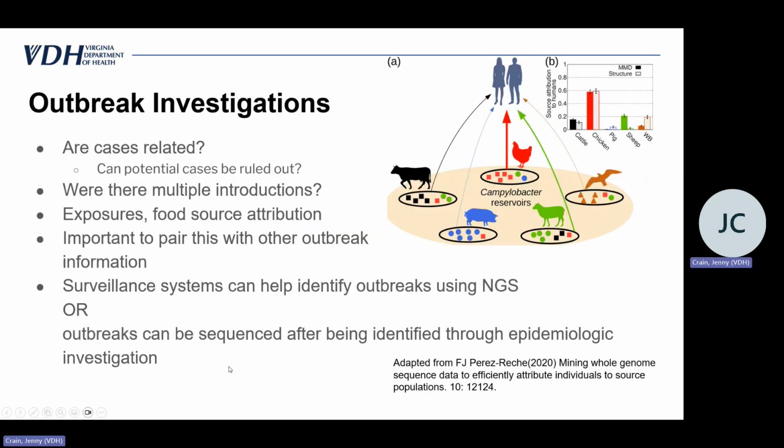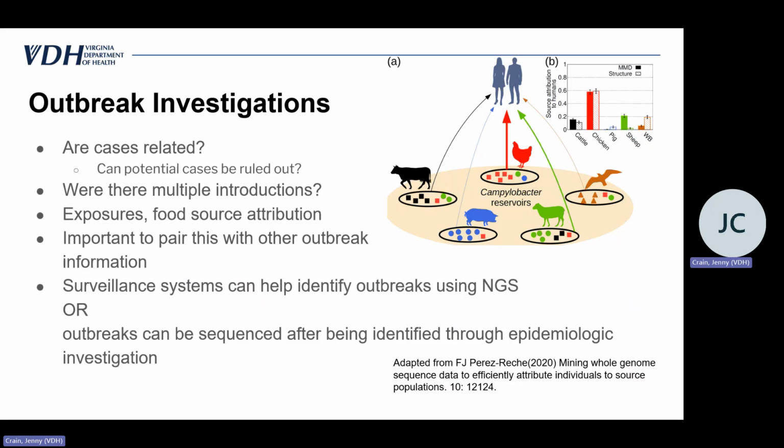Okay, and so going back, that was a long chat about surveillance. The other main application of genomic results is cluster detection or outbreak investigations. This is the application that is a little bit more common or familiar to everyone, in the fact that PulseNet has been around for about 30 years now.